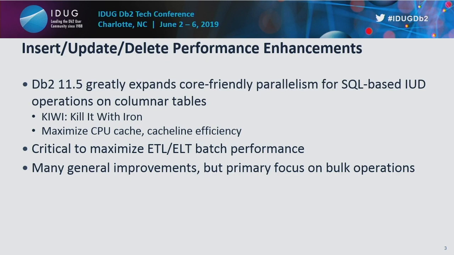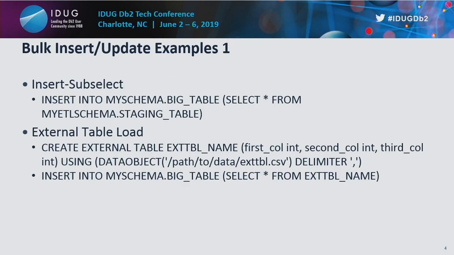Right, so the idea here is we want to maximize ETL and ELT batch performance. Our business is data, right? That's really what we're targeting. So these are critical improvements in this area. There are a lot of general improvements related to reduced logging and better encoding performance and things like this. But the primary focus, what we're going to talk about today, is on bulk operations. So let's see a little bit more about what that actually means.